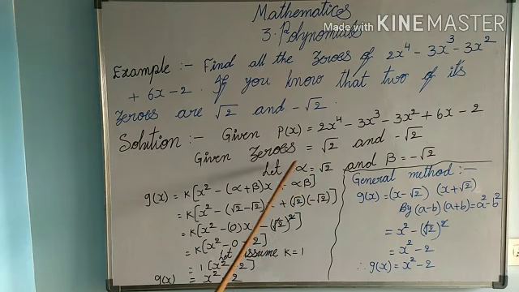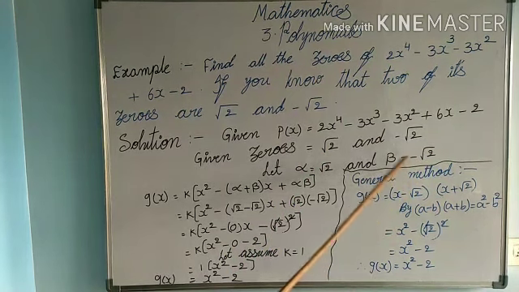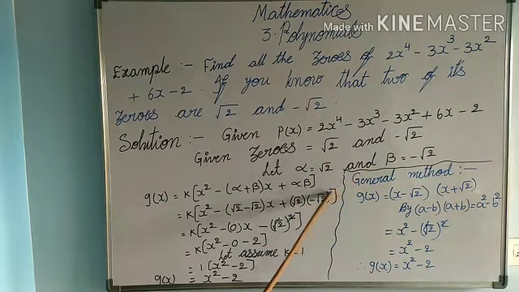We know the method. First zero is alpha and second zero is beta, and find g of x by using these 2 zeros. You know how to find a quadratic polynomial by using zeros. g of x, it is a divisor. So g of x is equals to k into x square minus alpha plus beta into x plus alpha beta. It is a formula of quadratic polynomial.